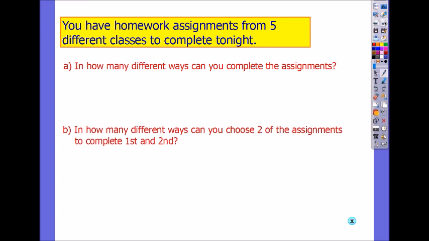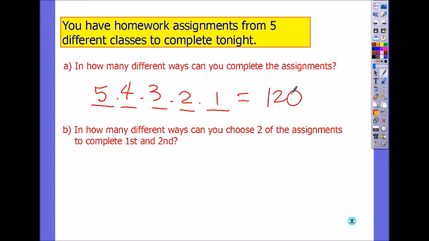How many ways? So how many events do we have? 5 classes. So for the first homework, how many do you have to choose from? 5. So now you're done with 1. For the second homework that you're going to do, how many choices do you have? 4, 3, 2, 1, right? So what is that? How many different ways do you have? 20 times 6, which is 120.